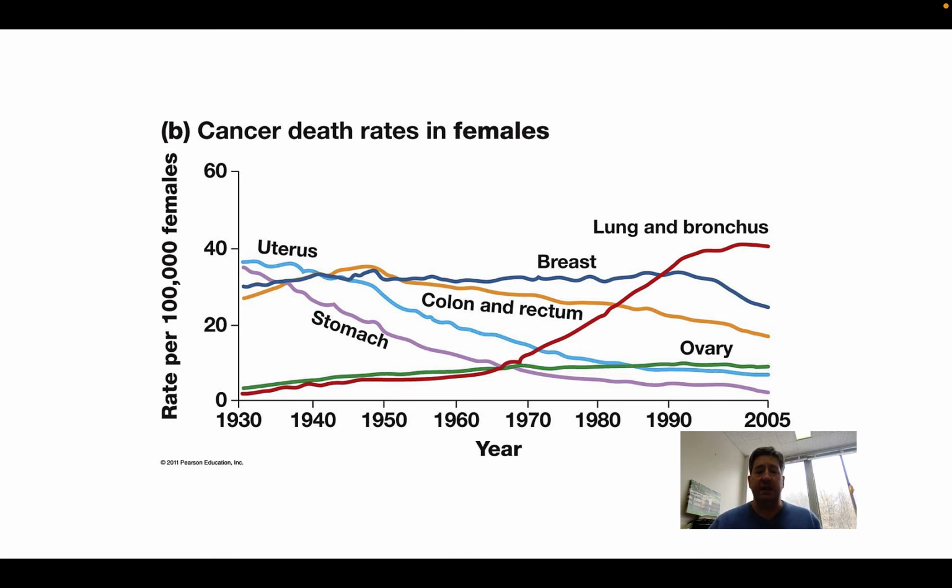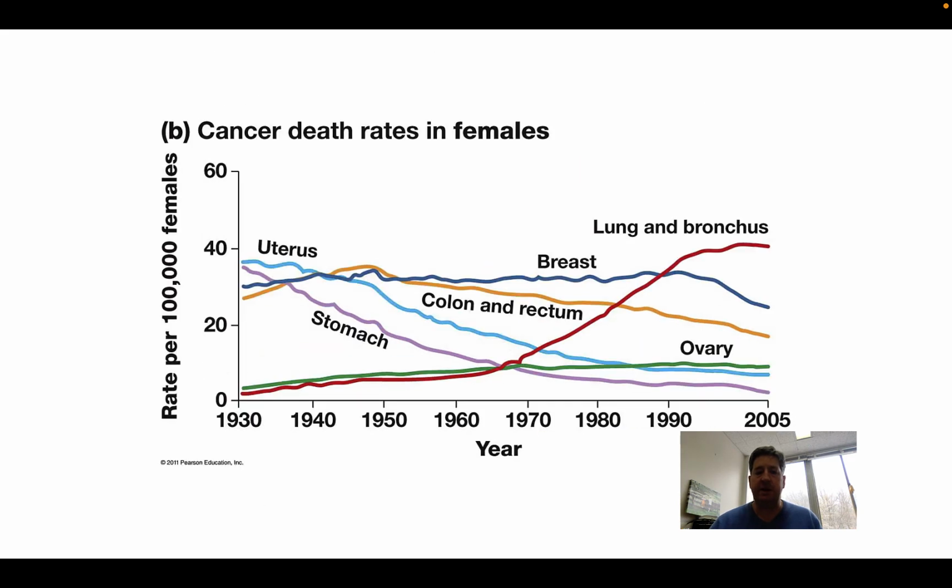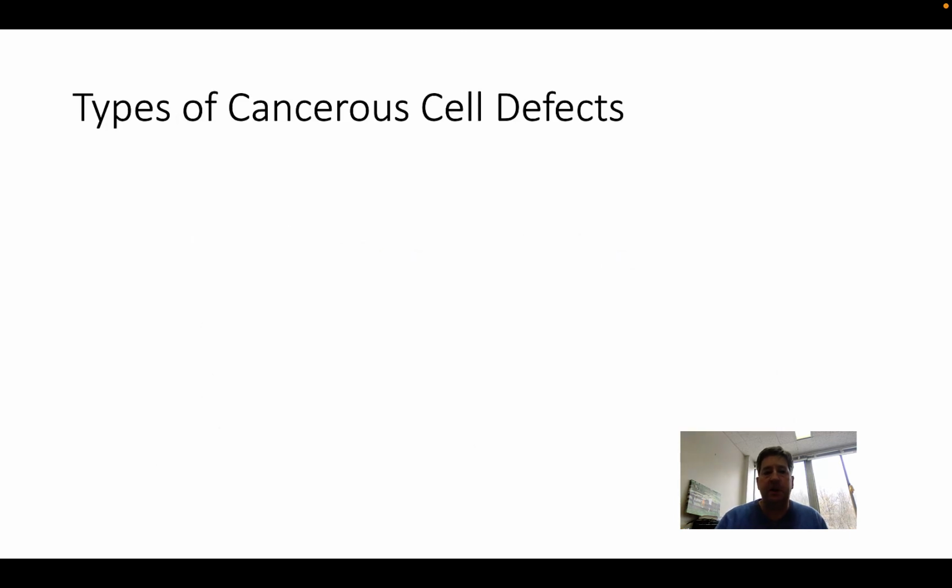The reason for the decline in stomach cancer is probably linked to change in the way that food was packaged and the elimination of certain types of metals in food canning. So you can see that in both males and in females that stomach cancer has declined. Deaths caused by that. There are two main types of cell defects that can lead to cancer.